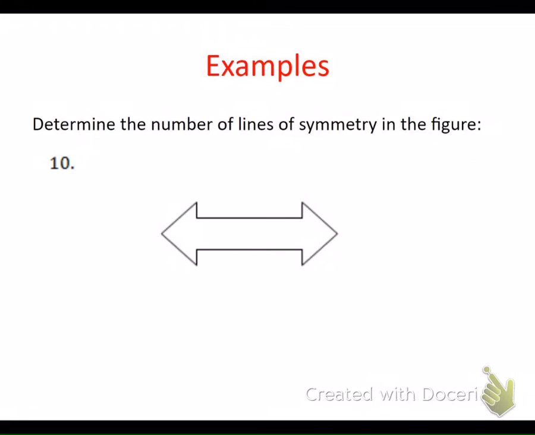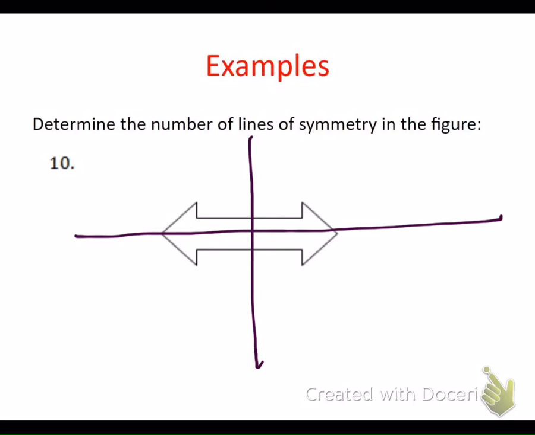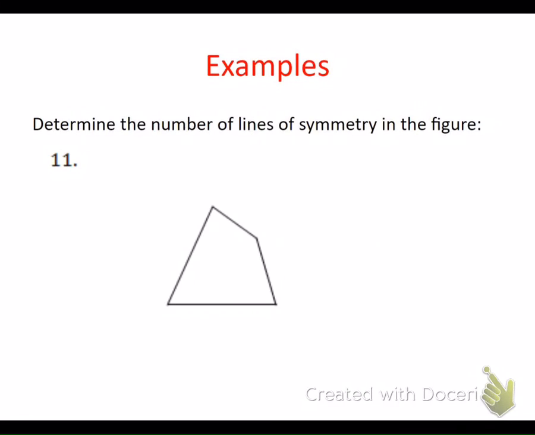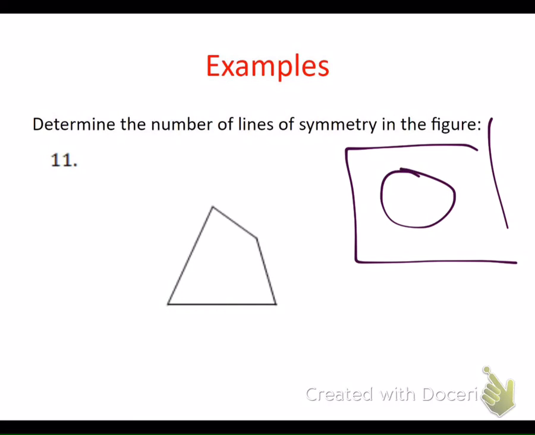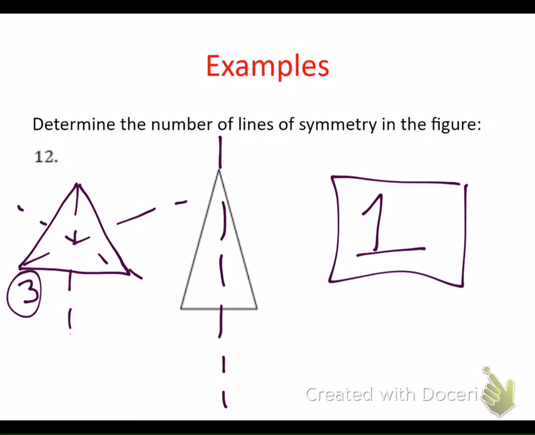Twice is the correct answer. We could go this way, and if we fold it, it's the same. We can go horizontally. If you fold it, it's the same. So 2. So 11 you should draw. You're going to have to draw it on the bottom thing. And yes, the answer is 0, because if we try to split it any way, it's not going to fold over the same. Questions for me?